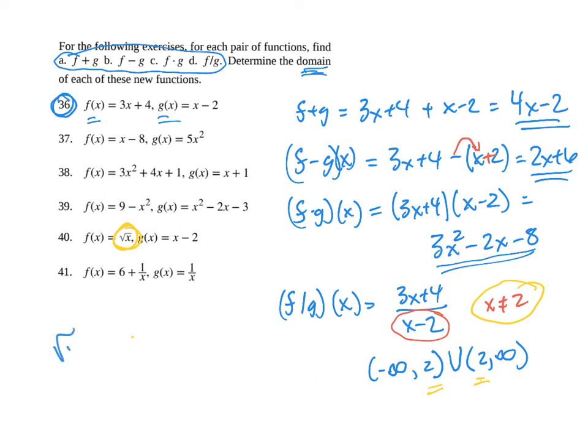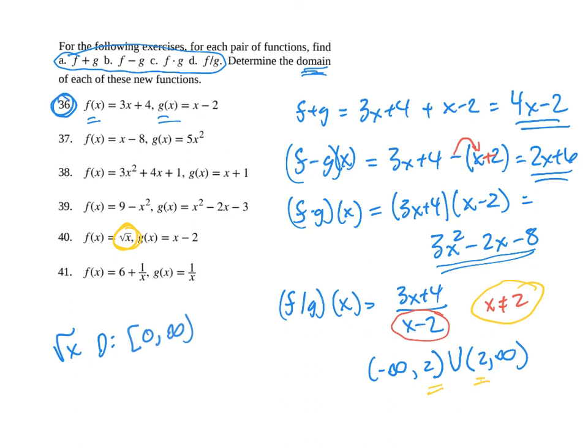The square root of x has its own domain, right? We can't square root negative numbers. So the domain for the square root of x already starts out to be everything greater than or equal to 0. So our interval notation looks like this when we do that.